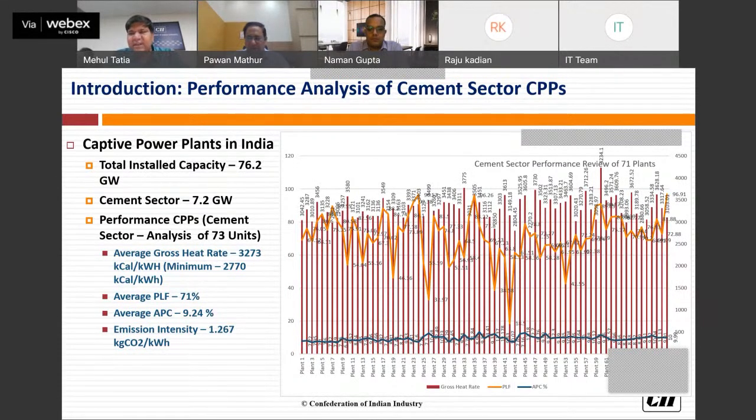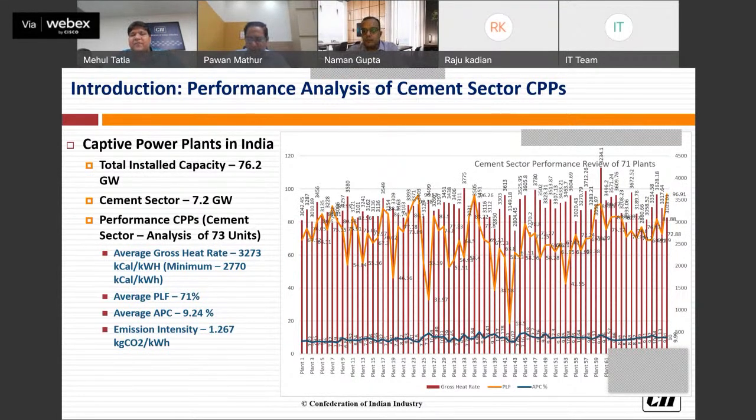To begin with, I would like to talk about the performance analysis of cement sector CPPs. So in a recent study with the Bureau of Energy Efficiency, we did a study on almost 73 cement sector CPPs, and we found the following points from it. The overall installed capacity of all CPPs from all sectors is around 76.2 gigawatt. Out of that, the cement sector contributes around 7.2 gigawatt.